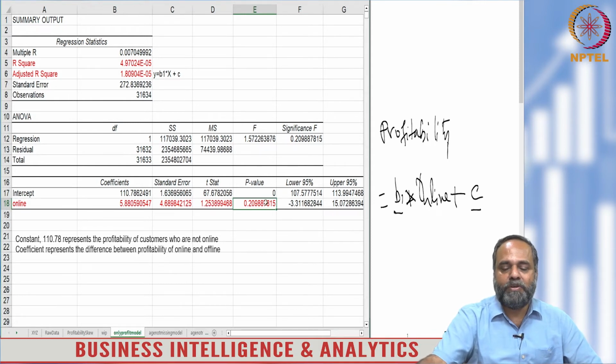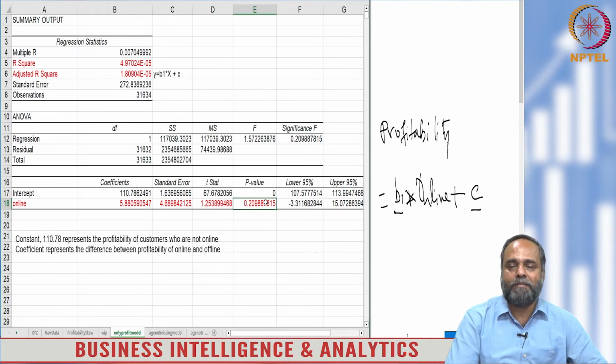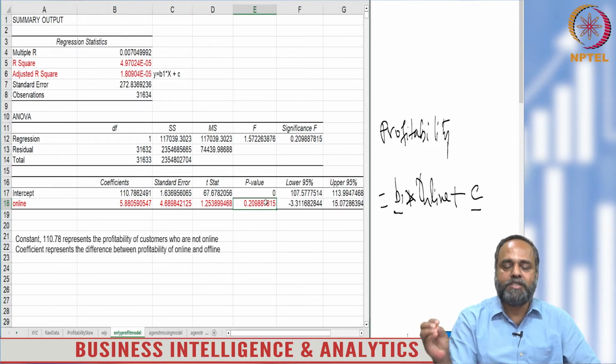You cannot reject the null hypothesis, which only shows that the difference between the two categories, online and offline, is not significant. A p value of 0.2 only means that the difference is not significant. You cannot accept the hypothesis that there is a significant difference, because your null hypothesis is that there is no significant difference.